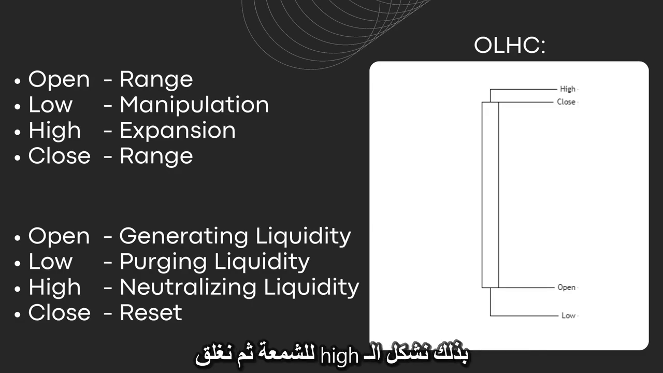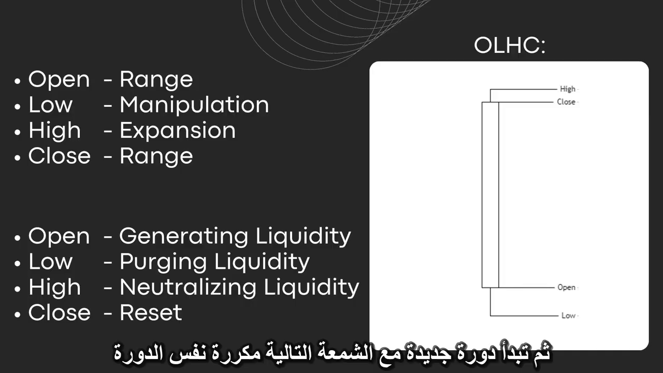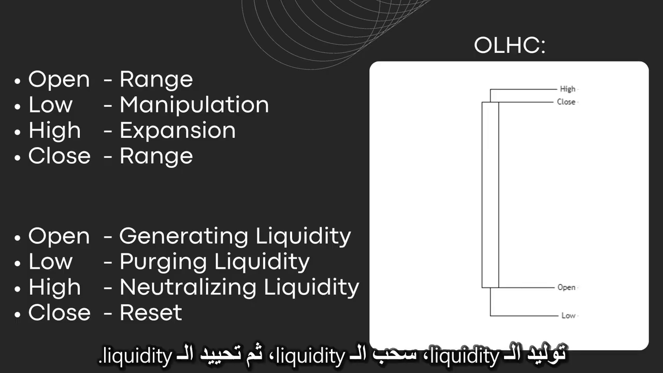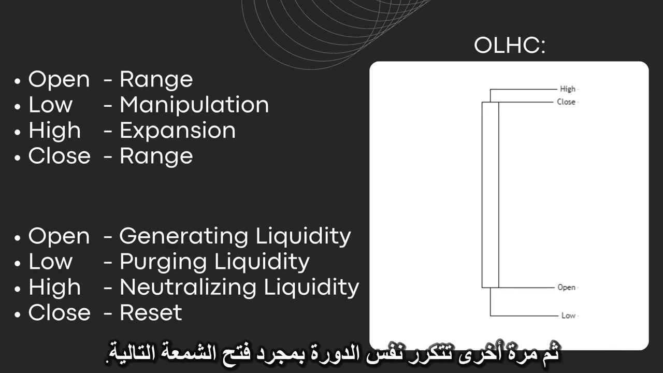With that we form the high of the candle and then we close the candle, and the close of the candle acts as a reset for the whole cycle, and then a new cycle starts with the next candle, repeating the same cycle over and over again, right? That's what happens every single candle, right? Generating liquidity, purging liquidity, and then neutralizing liquidity, right? And then last but not least, resetting the whole cycle by closing the candle, and then the same cycle repeats as soon as the next candle opens, right?